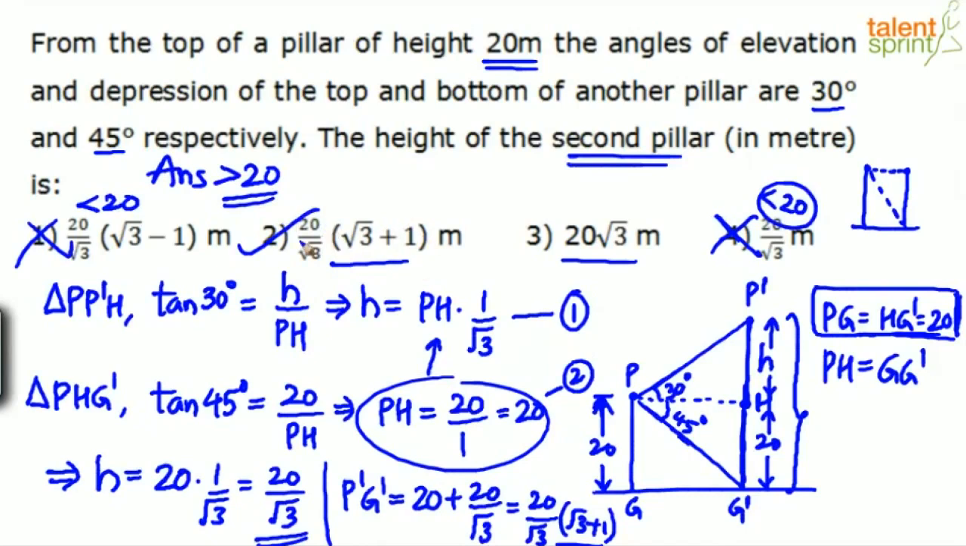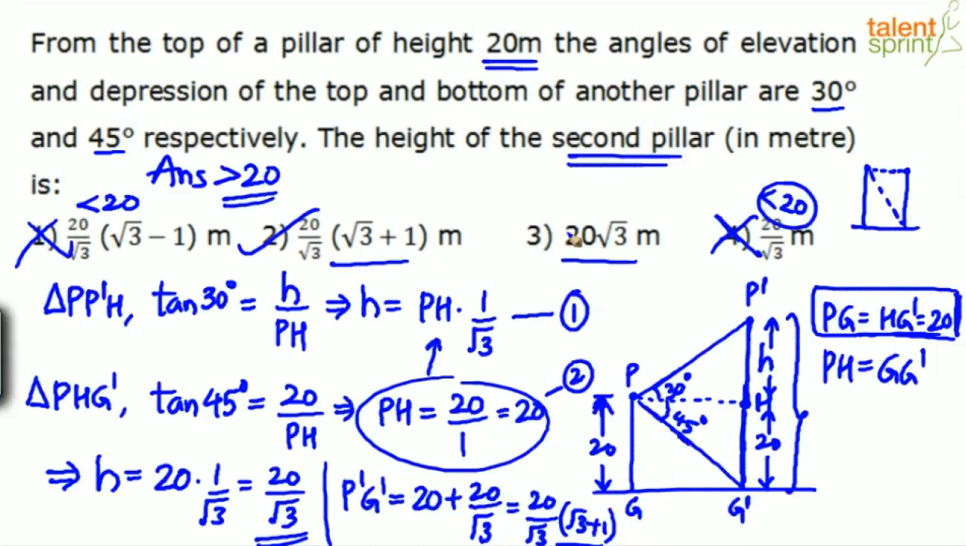You're getting it? Don't say that option 2 will be less than 20, because here 20 is being multiplied by a numerator and then there is a denominator. The numerator is root 3 plus 1 and the denominator is root 3. So definitely the numerator is greater than the denominator. Root 3 plus 1 is greater than root 3. So since the numerator is more than the denominator, the multiplication will result in a value which is more than 20. So option 2 and option 3 are possible.